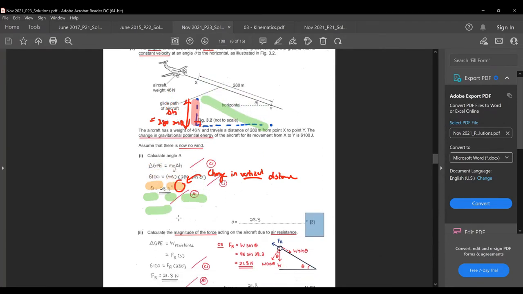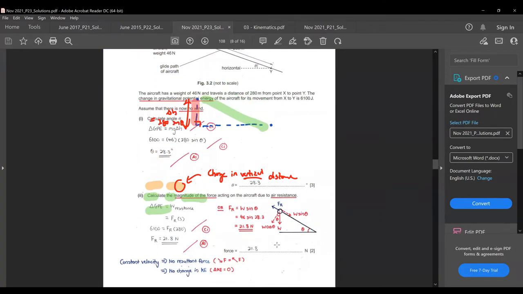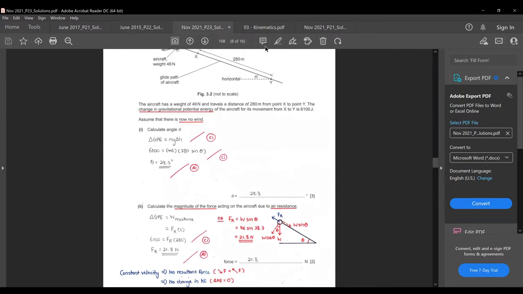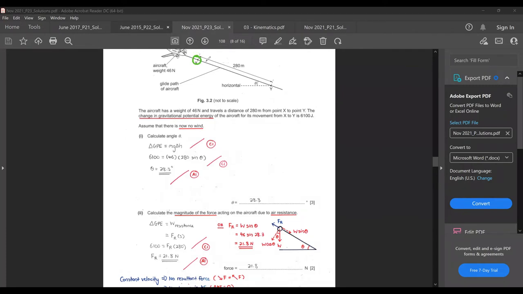And then after that, the next thing they'll ask you is to calculate the magnitude of force acting on the aircraft due to air resistance. Okay, there are a few things here that you can consider. If you want to consider just from the energy point of view, when the aircraft went from point X to point Y, the energy equation that would have come to mind would probably be this: the change in GPE is equal to the change in KE plus the work done against friction.